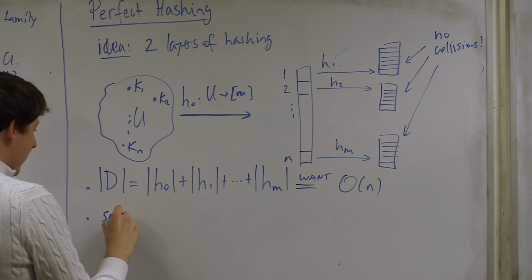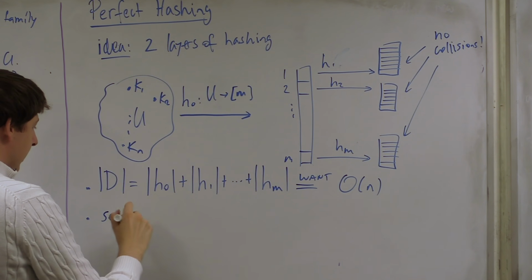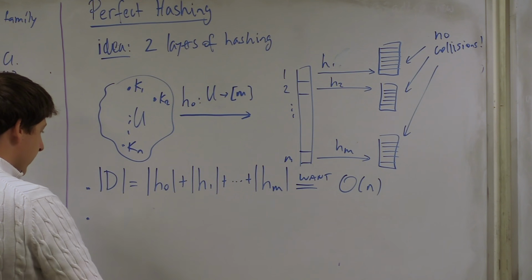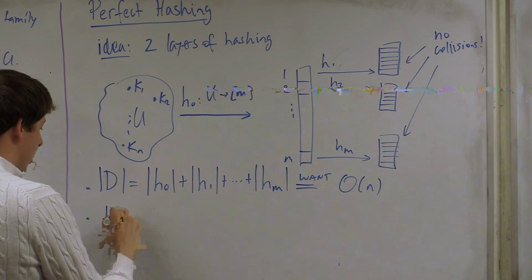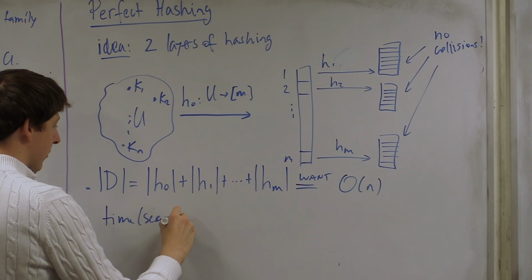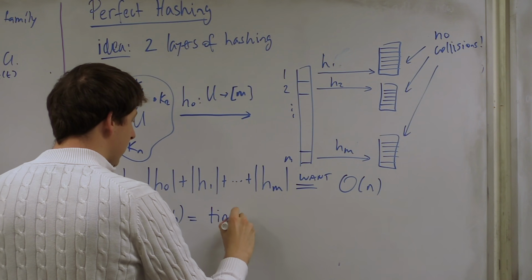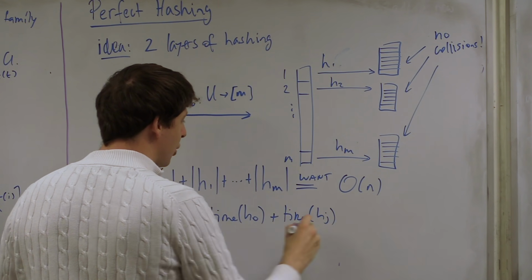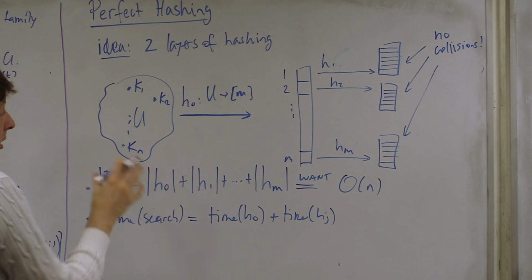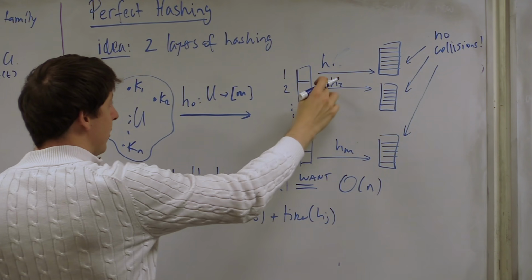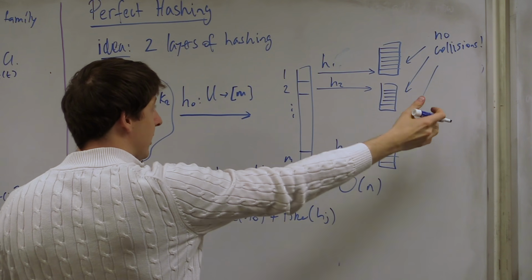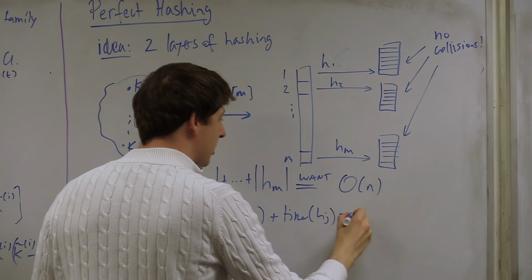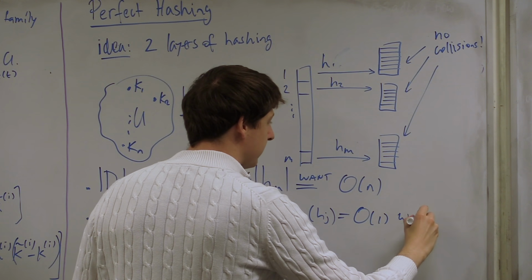However, something that now, this is kind of the technical difficulty, the time for the search at this point is good in the worst case. It is the time of H0 plus the time of Hj, the relevant one. Because if you're doing a search, you follow H0, you end up somewhere, you follow that hash function somewhere else, and because there are no collisions, you either find something or nothing. Okay? So this is going to be order 1 in the worst case.